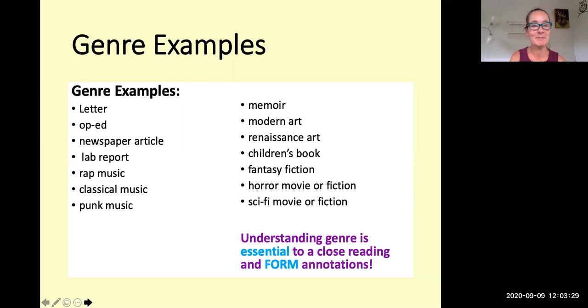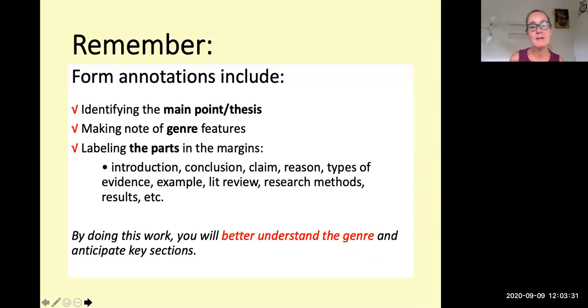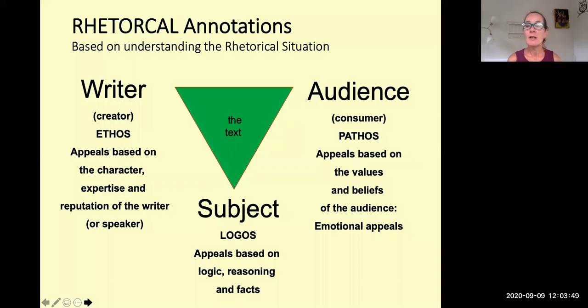in my class. Remember, form annotations include identifying the main point or thesis, making note of genre features, labeling the parts in the margins: introduction, conclusion, claim, reason, types of evidence, example, lit review, research method, results, etc. By doing this work, you will better understand the genre and anticipate key sections. The third type of annotations is rhetorical annotations.